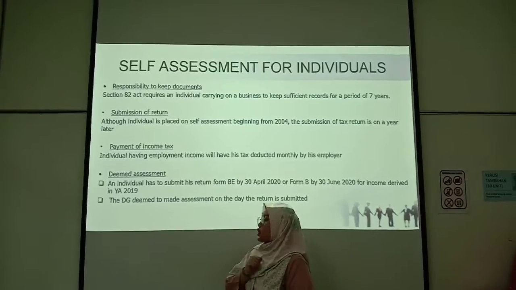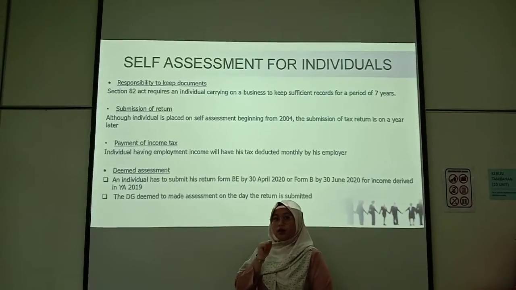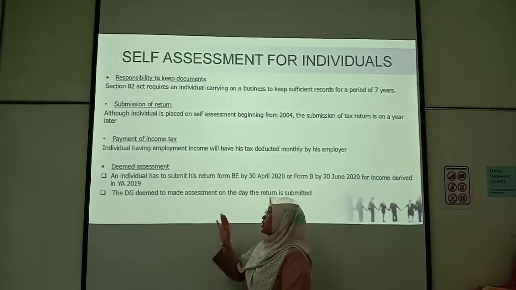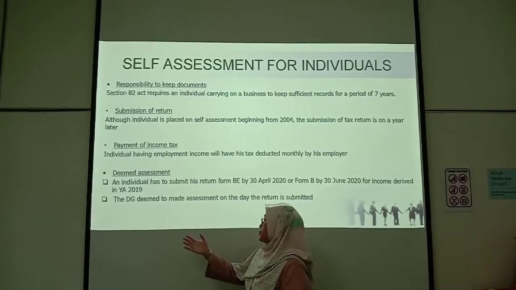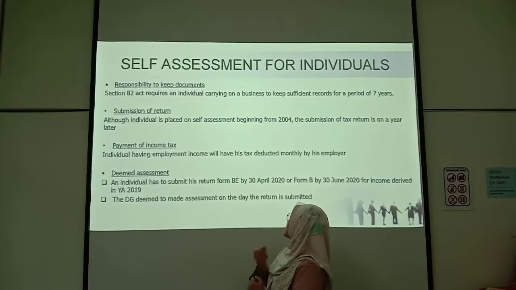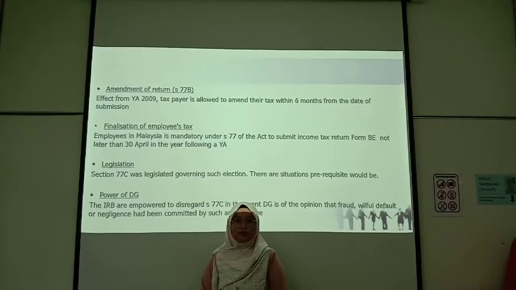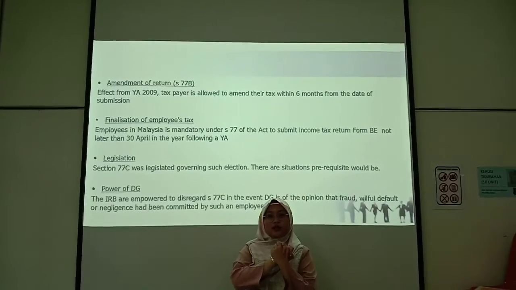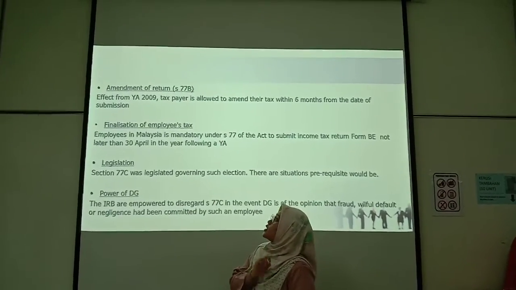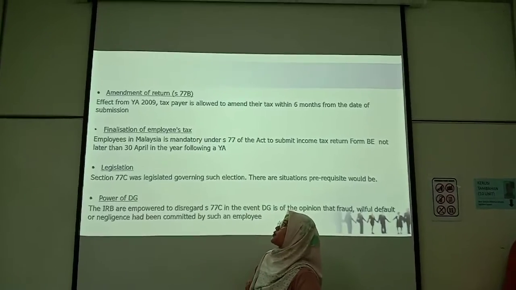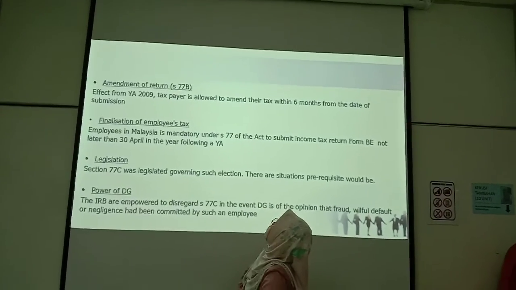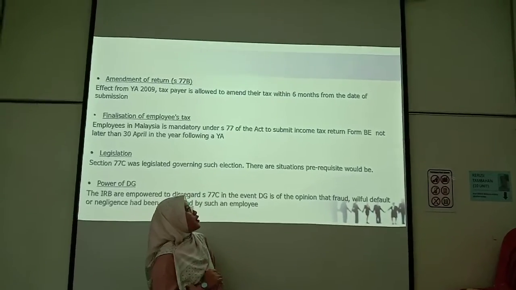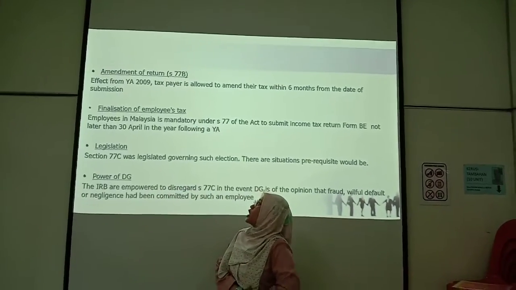Also, the Director General deems to make assessment on the day the return is submitted. Abandonment of return is under Section 77B. Effective from year of assessment 2009, taxpayer is allowed to amend their tax return within 6 months from the date of submission.